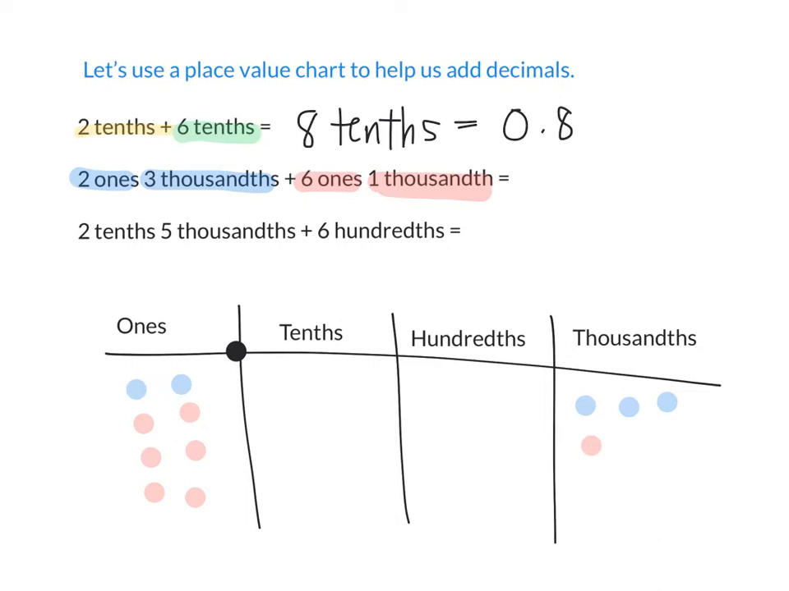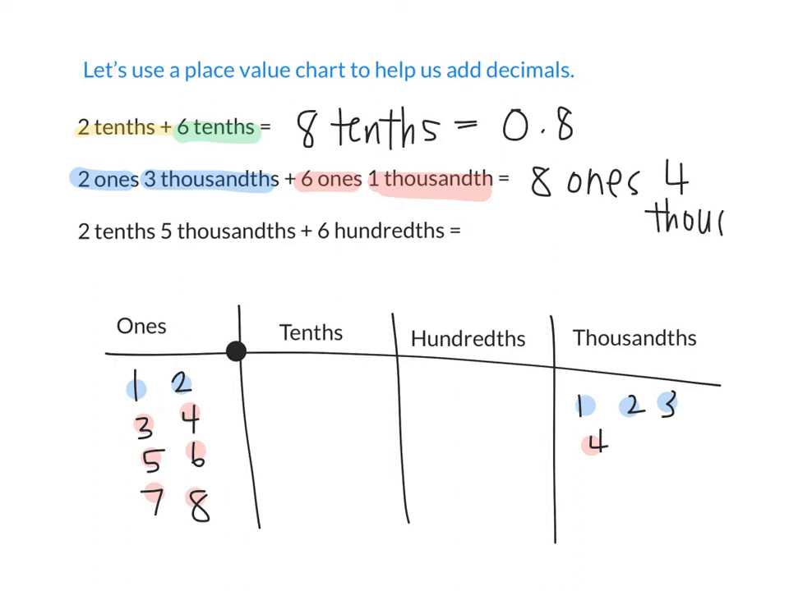Now I can count up what I have all together. How many ones do I have all together? 1, 2, 3, 4, 5, 6, 7, 8. So I have 8 ones. And how many thousandths? 1, 2, 3, 4. 4 thousandths. Can I write that in standard form? Absolutely. It's 8 ones and 4 thousandths. See how that works?